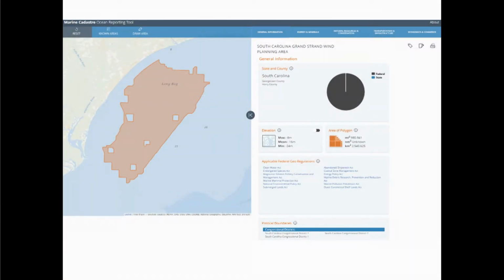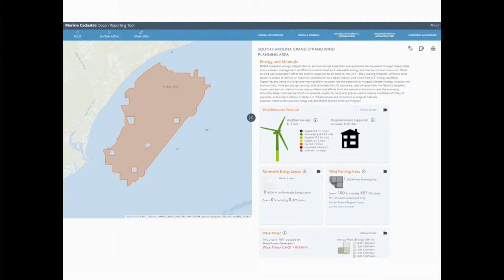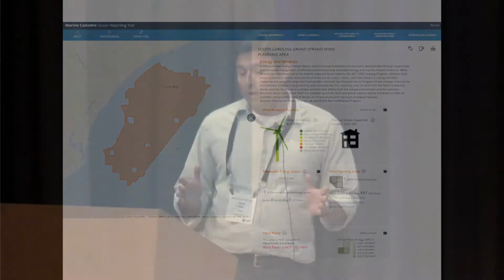Okay, so that is the general information. I'm going to show you energy and minerals as well. What you get here is information about wind resource potential. It's telling you right here that there is excellent to outstanding wind resource potential in this area, that if you ended up designing a wind farm in the most optimal way, it has the potential to power up to 6 million homes. It tells you how many lease blocks are within this particular area.